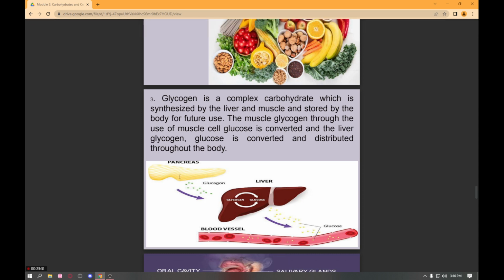Your pancreas, okay, if the food is converted into a monomer in your small intestine, class, it is distributed throughout the body. Before that, sa bloodstream muna siya inilalagay. If the pancreas detects that there is an increased glucose in your bloodstream, class, then this pancreas releases a hormone, which is what you call the insulin.